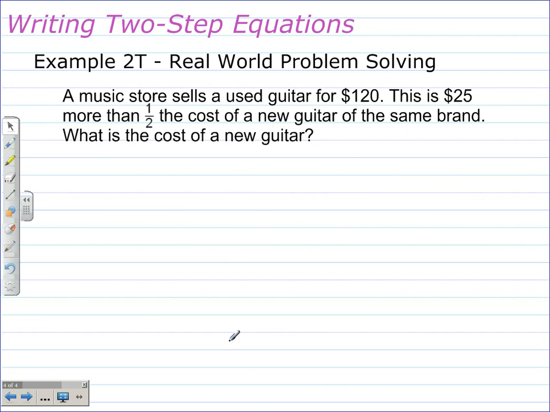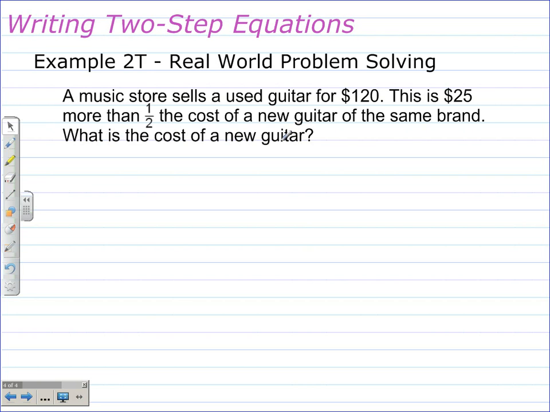Example 2t revolves around our second objective, which was I will be able to write a two-step equation for a problem situation. The problem reads, a music store sells a guitar for $120. This is $25 more than one half the cost of a new guitar of the same brand. What is the cost of a new guitar? To solve this problem, we want to write an equation. The question is, what is the cost of the new guitar?